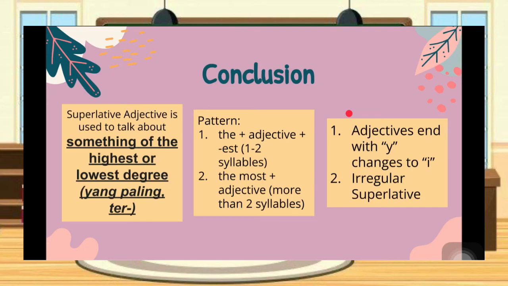And the second one is the pattern. So for the superlative adjective, there are two patterns. The first pattern is the plus adjective plus est, if the adjective consists of 1 until 2 syllables. And then the second pattern is the most plus adjective, if the adjective has more than 2 syllables.